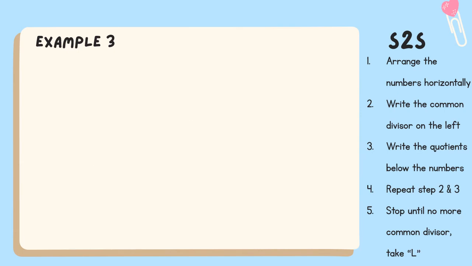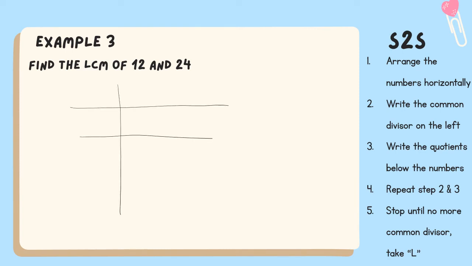Our last example for today, find the LCM of 12 and 24. Step 1, arrange the numbers horizontally. Just going to write down 12 and 24 on the right hand side. So that is step 1. Step 2, write the common divisor on the left. Remember, 12 and 24 are even numbers, so you can divide them by 2. So that is step 2.